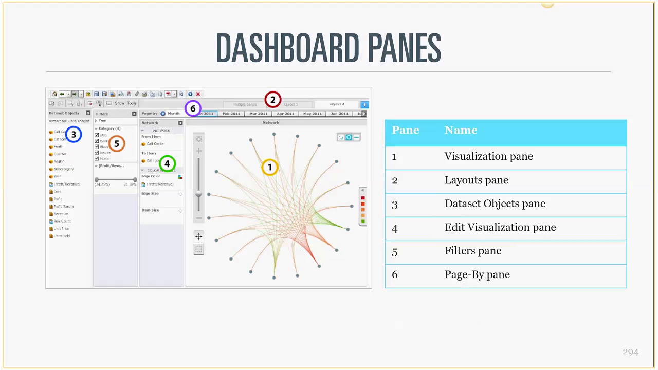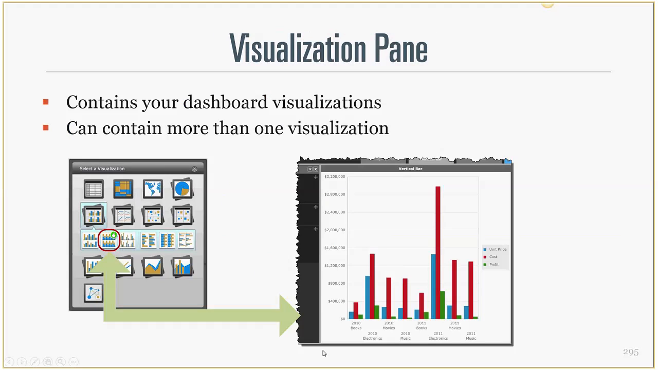Let's take a look at the visualization pane. This pane is the main analysis area where data is displayed in a grid or a graph, which are referred to as visualizations. Notice that you have an option to select the type of visualization that you want to display in your visualization pane, and you can either have a grid or different kinds of graphs that are being shown over here.